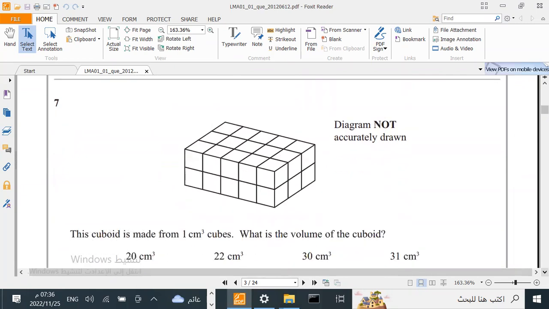Question 7. This cuboid is made from 1 centimeter cubed cubes. What's the volume of the cuboid?